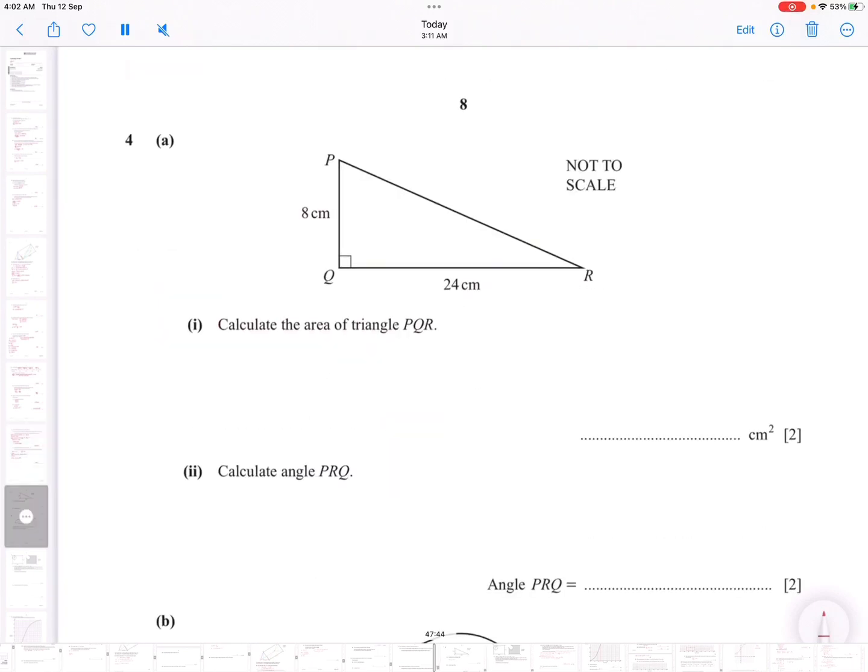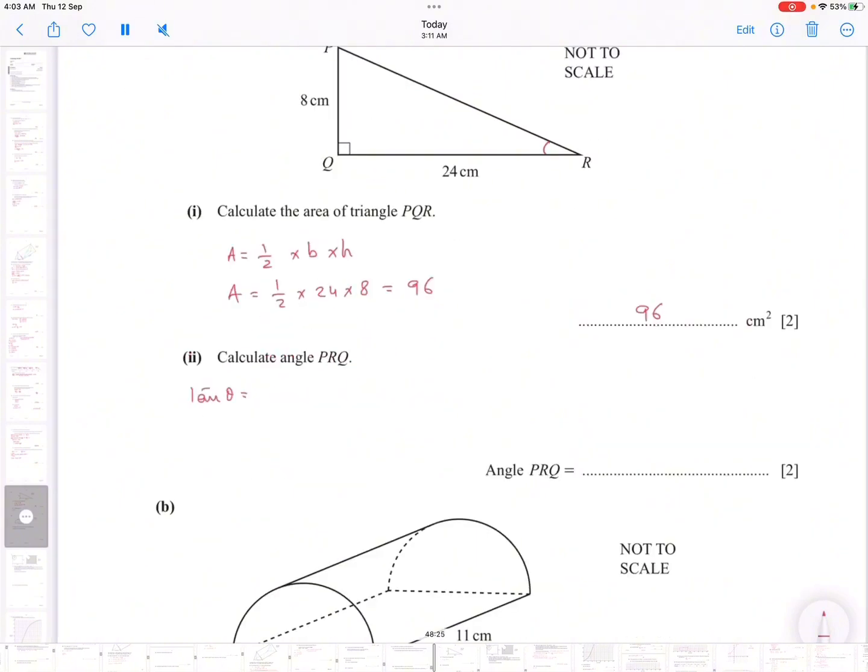Question number 4a. Calculate the area of the triangle PQR. So that's very easy. 1 over 2 into base into height. So 1 over 2 into 24 into 8, that is 96. Calculate angle PRQ. So opposite over adjacent is tan theta. So you use tan theta equals opposite over adjacent, and theta is tan inverse of this value, and the angle is 18.43.